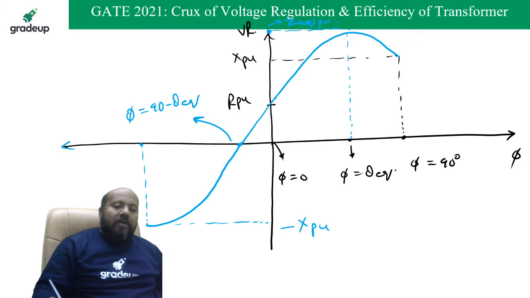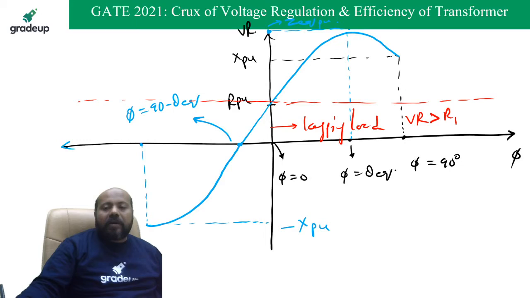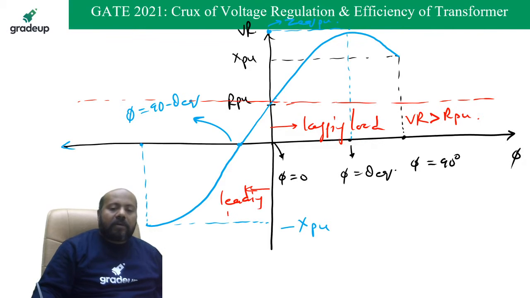One important conclusion you can draw out of this discussion is that for all the lagging load conditions, the voltage regulation is always going to be more than R per unit, and for all the leading load conditions, you can say voltage regulation is going to be less than R per unit.